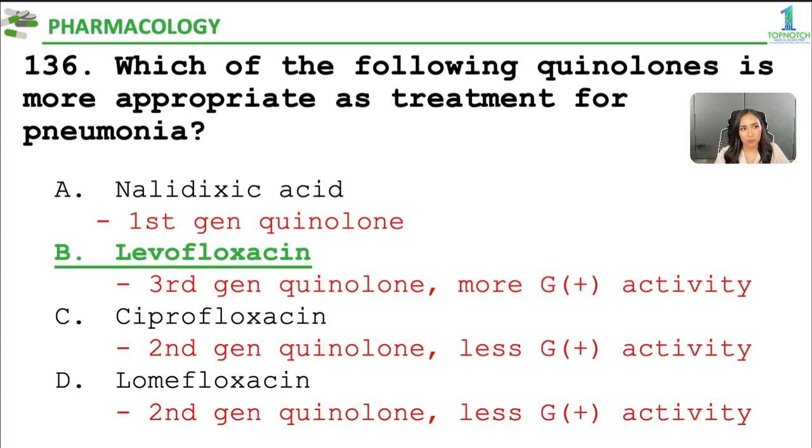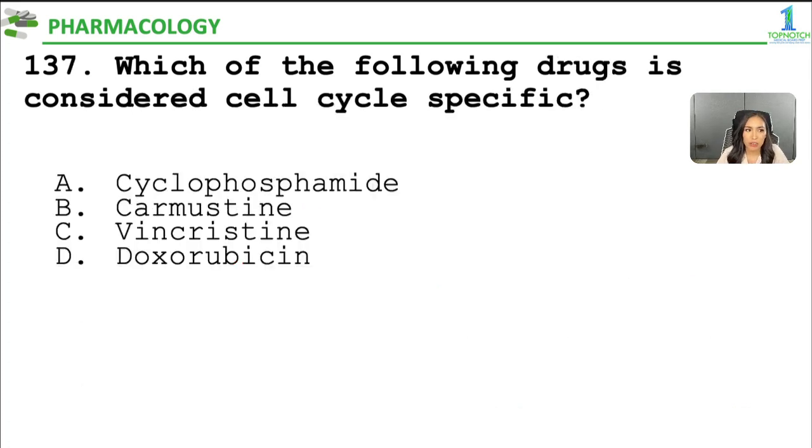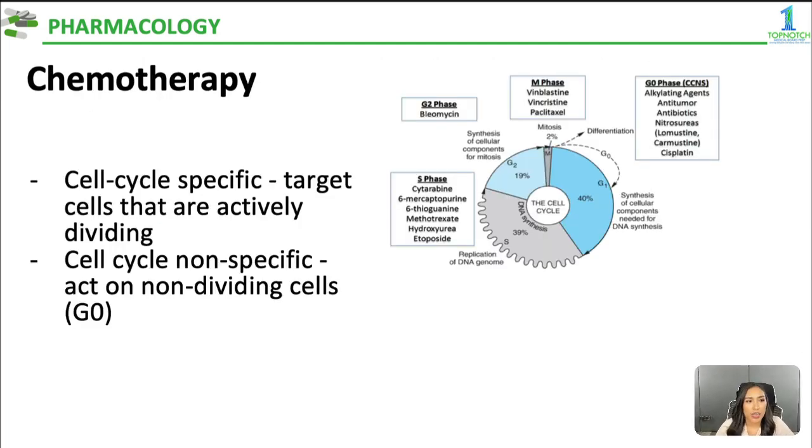Okay? Let's go to 137. Which of the following drugs is considered cell cycle specific? And the correct answer is vincristine. Let's discuss. Okay, let's discuss the types of chemotherapeutic agents. It can be cell cycle specific, meaning they target cells that are actively dividing. And it can also be non-specific, meaning it acts on non-dividing cells, meaning yung mga nasa G0.